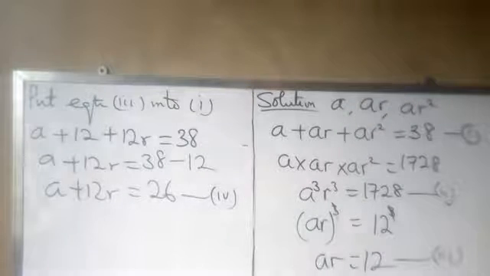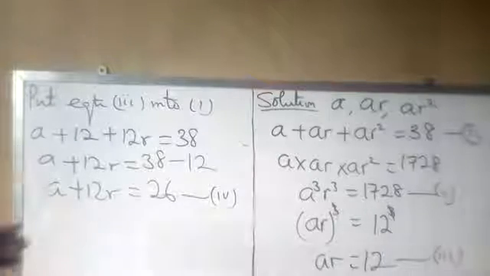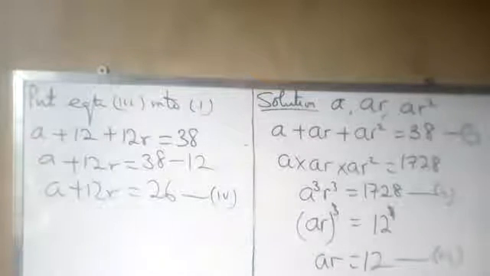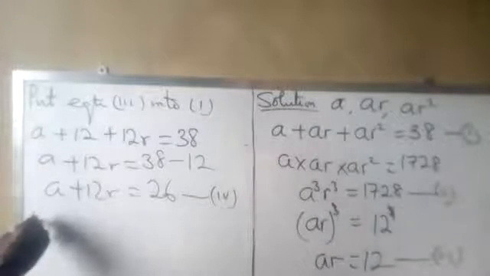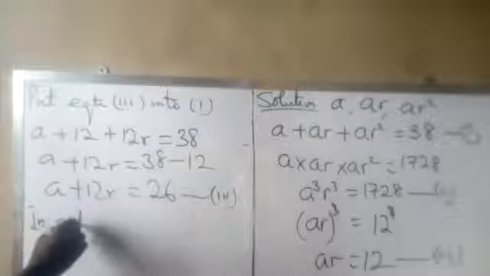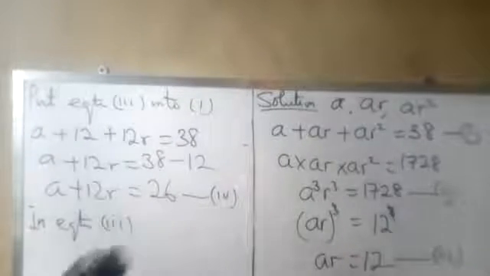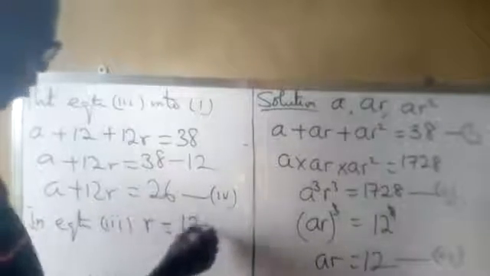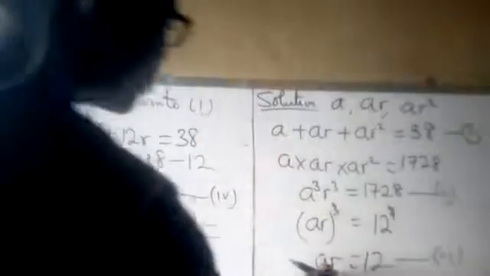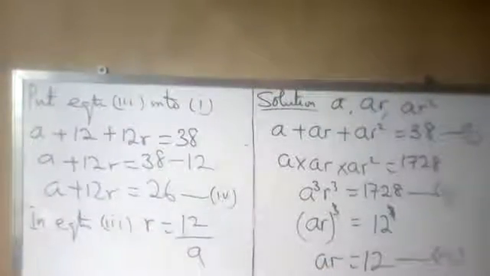Okay. Now with this, we can make either A or R the subject of the formula here so as to slot it in and work on equation 4. So you can say in equation 3, okay, let's have R is equal to 12 all over A. That is, if you make R the subject of the formula, you divide both sides by A. So we have gotten R to be equal to what? 12 over A.